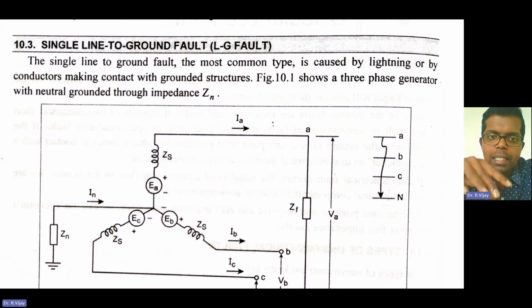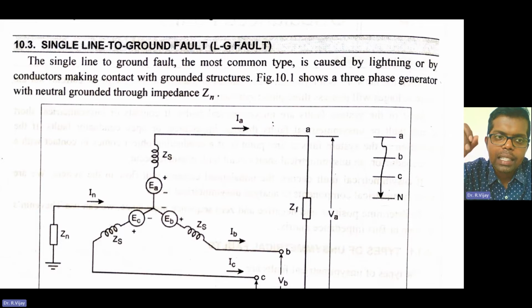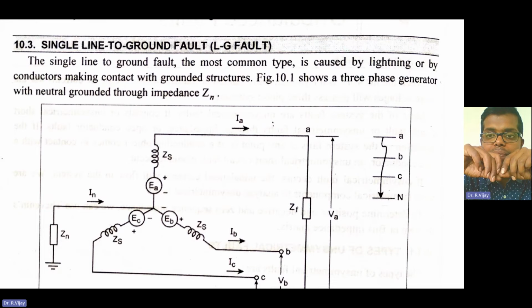What happens is, sometimes due to that high voltage, there may be chances of the conductor breaking, because the conductor can't withstand that particular voltage or current. So automatically the conductor may break and touch the ground. So this is also one type of line to ground fault due to lightning, or by the conductor making contact with the ground structures.